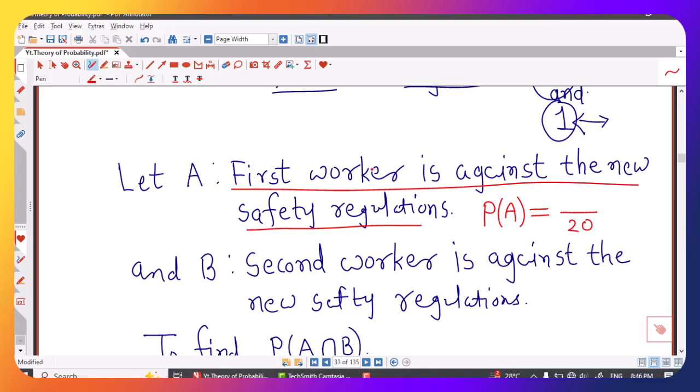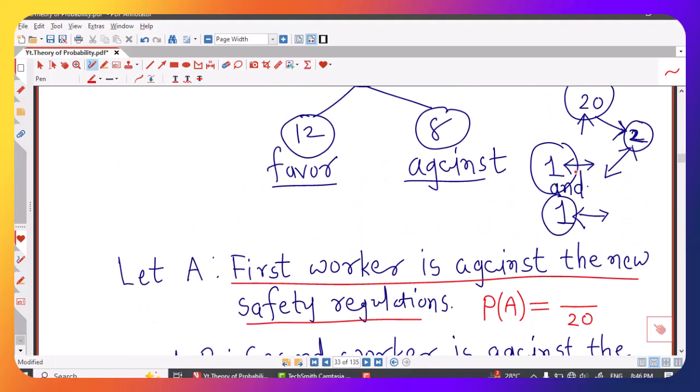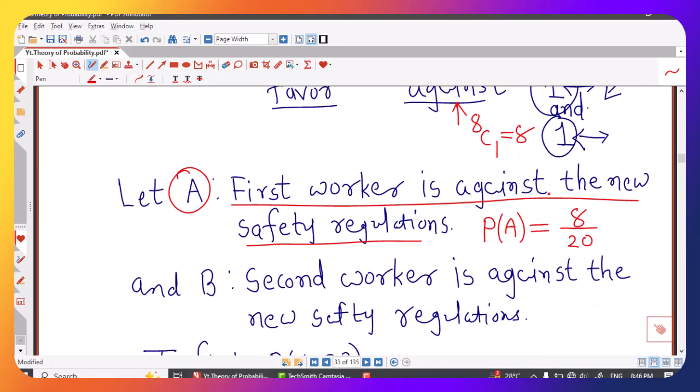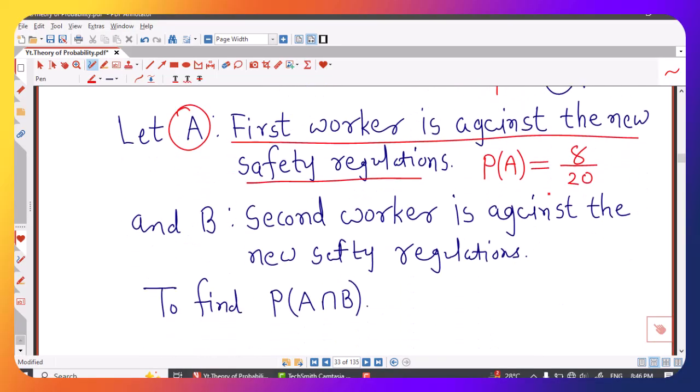And our event A is that the first worker is against the new safety regulations, and here we have a total of 8 workers against the new safety regulations. So outcomes in favor of event A are 8. Okay, we can select the worker who is against the new safety regulations from 8 workers in 8C1, that is equal to 8 ways. So probability of A is 8 by 20.